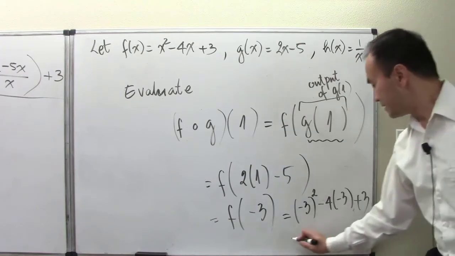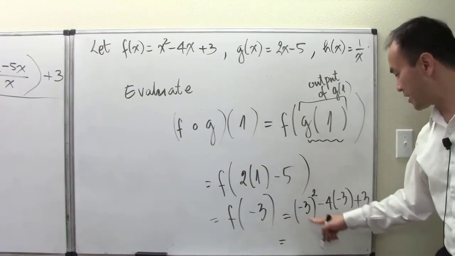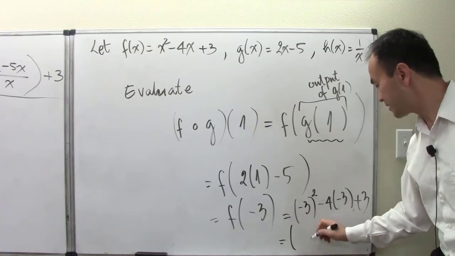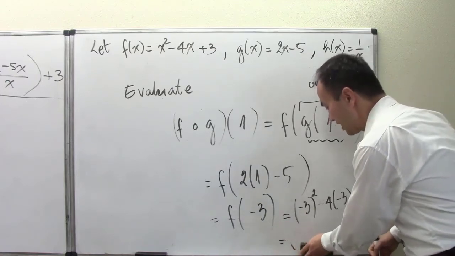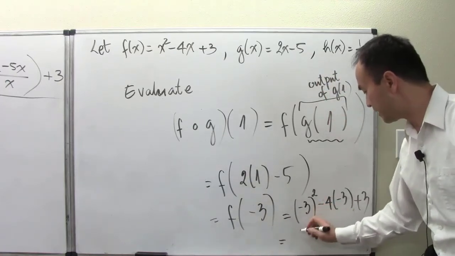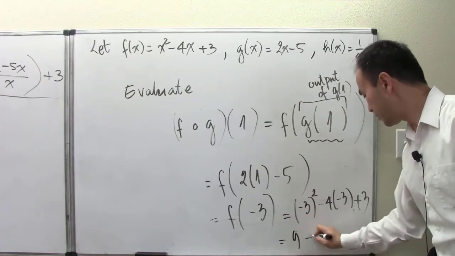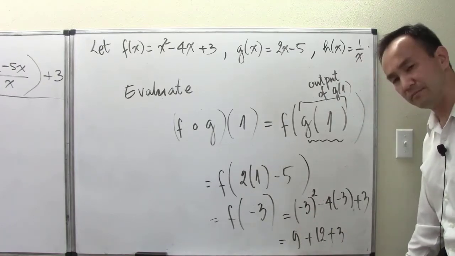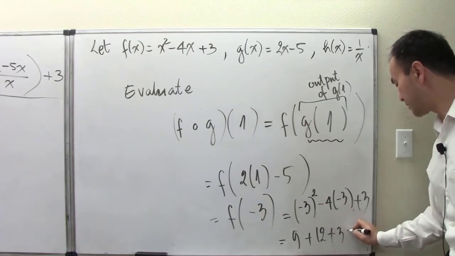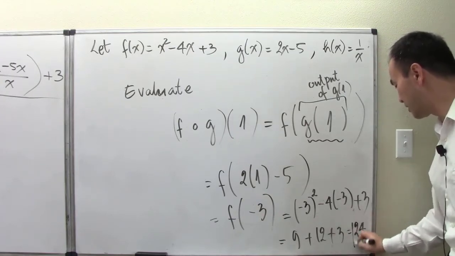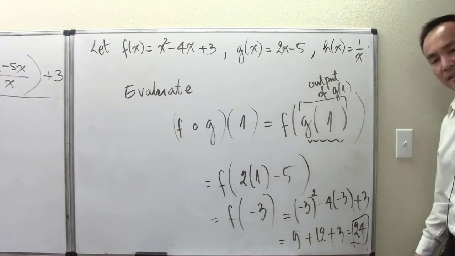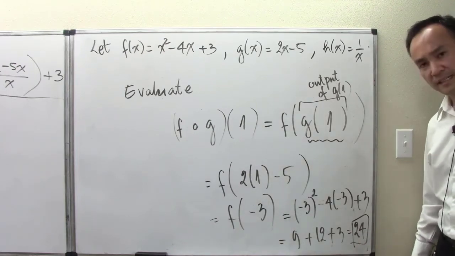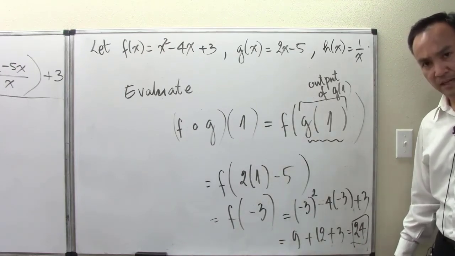Now we can actually come up with a final answer here. So 9 plus 12 plus 3 comes out all together to 24 right there. All right, so that's how we're doing a problem like that.